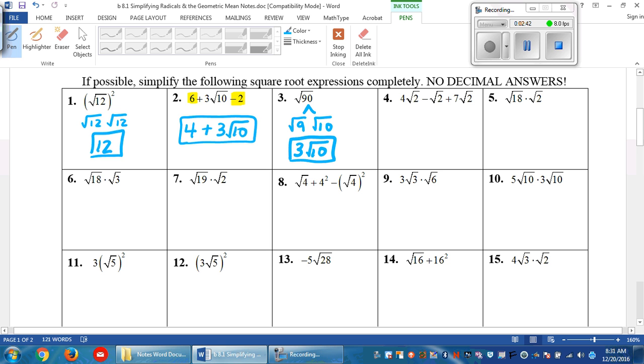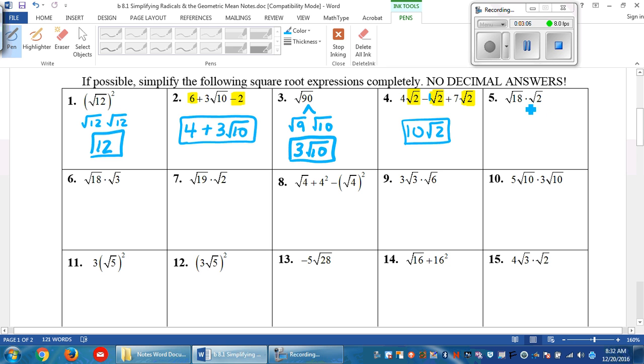Oh, I like the next one. The next one we have a 4 root 2, a negative root 2, and a 7 root 2. Well, what does that mean? That means that this is a negative 1 here. So they all have the same root. So we can do 4 minus 1 at 3 plus 7. We're at 10 root 2 for our final answer.